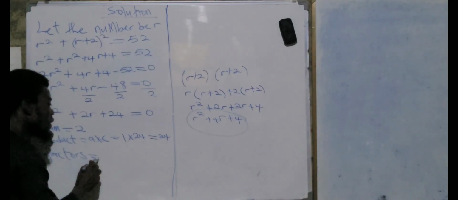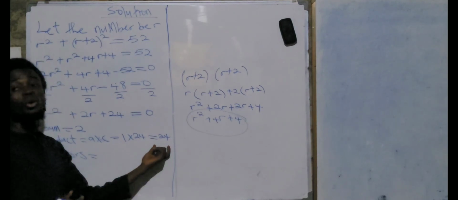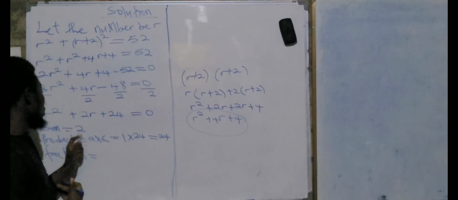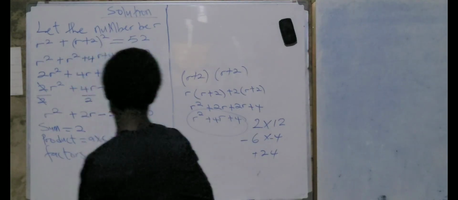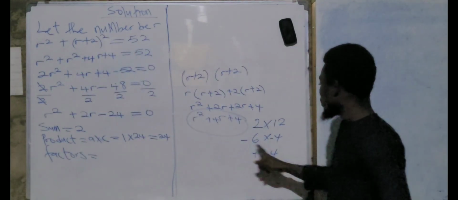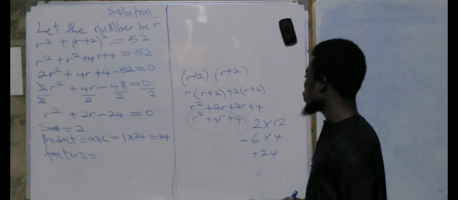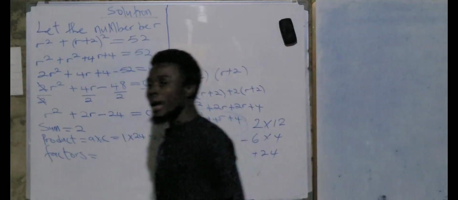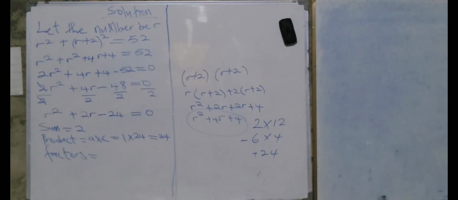What are the factors here? The factors here are the 2 numbers. When you multiply them, you're going to have 24, and when you add them up, you're going to have the sum. Are we okay here? Minus 6 times 4 gives you minus 24. And minus 6 plus 4 gives you minus 2.